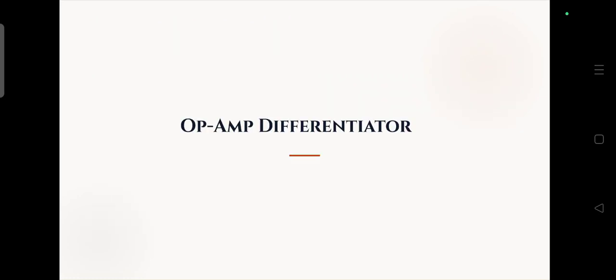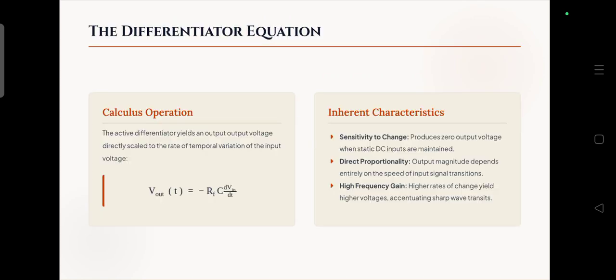The next one is the differentiator using the op-amp device. The differentiator output voltage is directly proportional to the variation of the input voltage. The differentiator output equation is V out equals minus R C dV by dt.